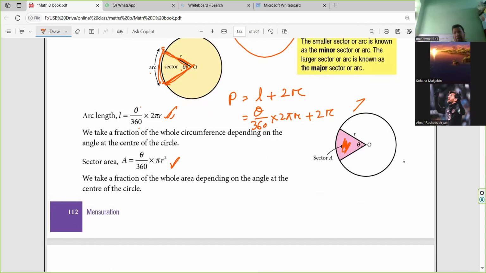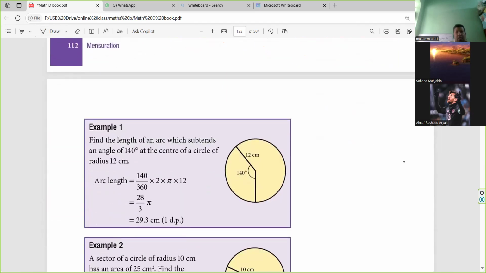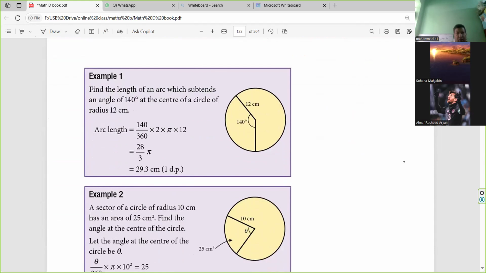Always remember, when you write the unit, for perimeter you have to write the unit centimeter, and for sector area you have to write the unit centimeter squared. Okay, so these examples are very important.